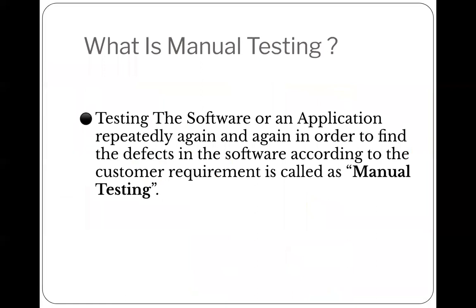So the next thing: what is manual testing here? We have seen what software is and what the flow of software development in the company is. Here we have what is manual testing. Testing the software or an application repeatedly, again and again, in order to find the defects in the software according to the customer requirements is called manual testing.